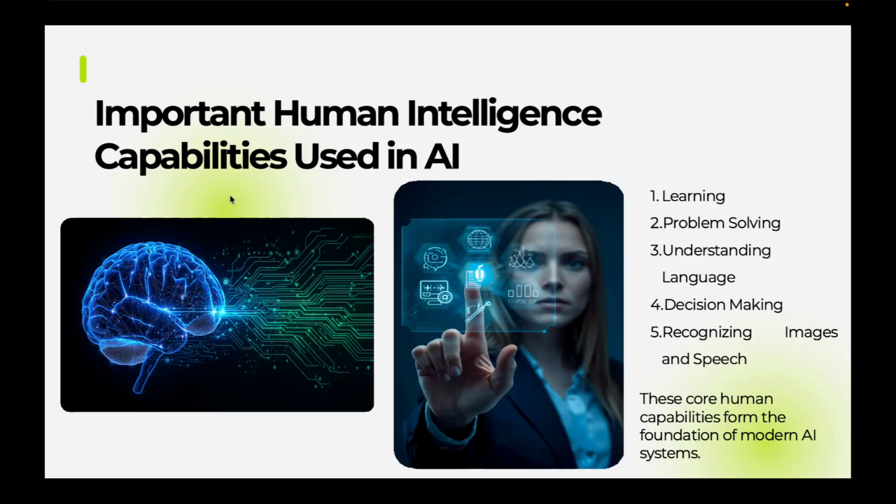Important human intelligence capabilities used in AI. So here you see learning, problem solving, understanding language, decision making, recognizing images and speech. These core human capabilities form the foundation of modern AI systems. Okay, so we will see how each human capability is used in AI systems.